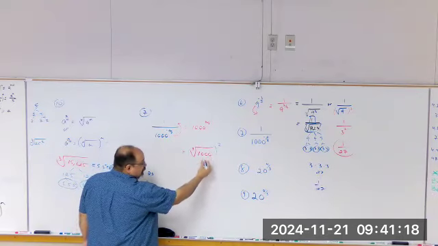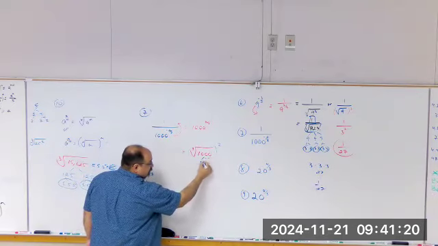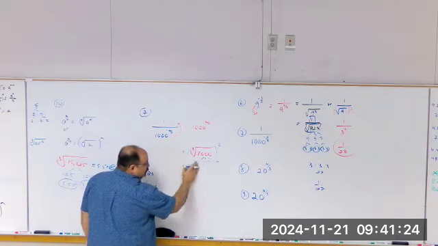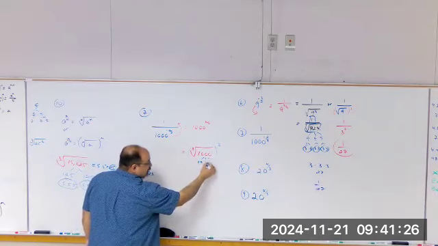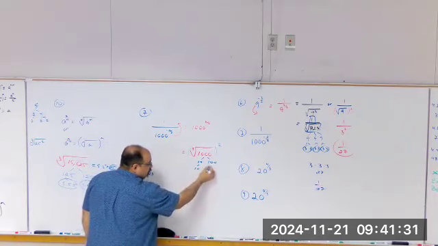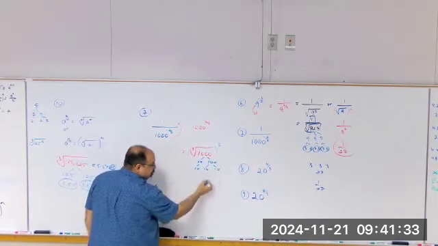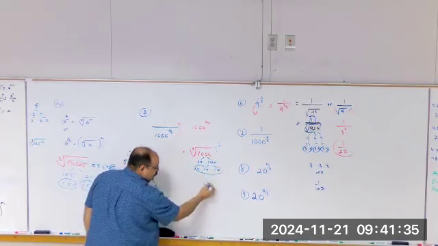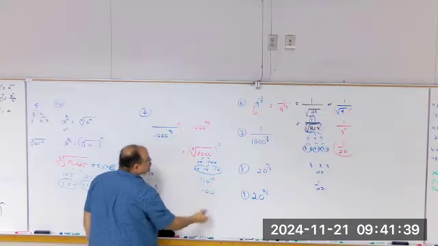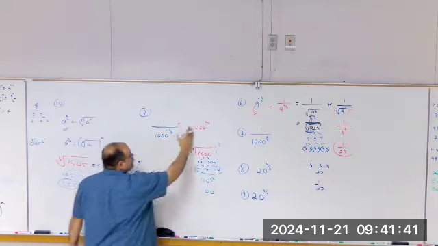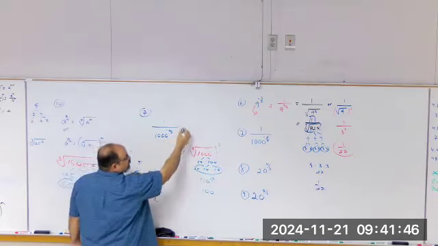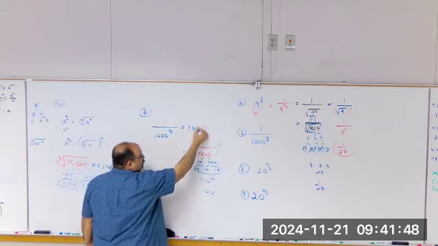1,000, 3 zeros. So this is 10 times 10 times 10. It's 10 to the third. And if you're not sure, this is 10 times 100, and 100 is 10 times 10. So a 10 escapes, and it's still got to be squared. And the answer is 100. So 1 over 1,000 to the negative 2/3 is equal to 100.